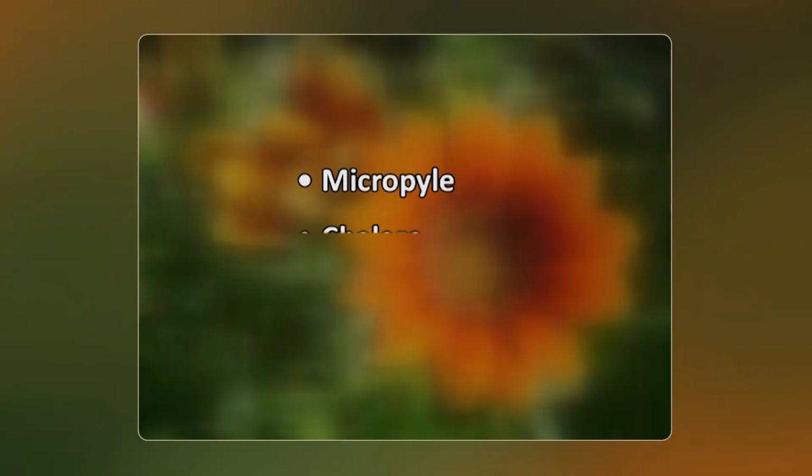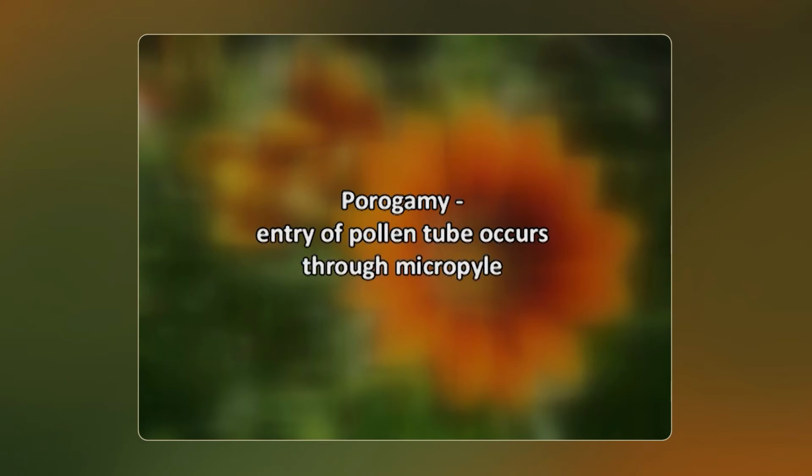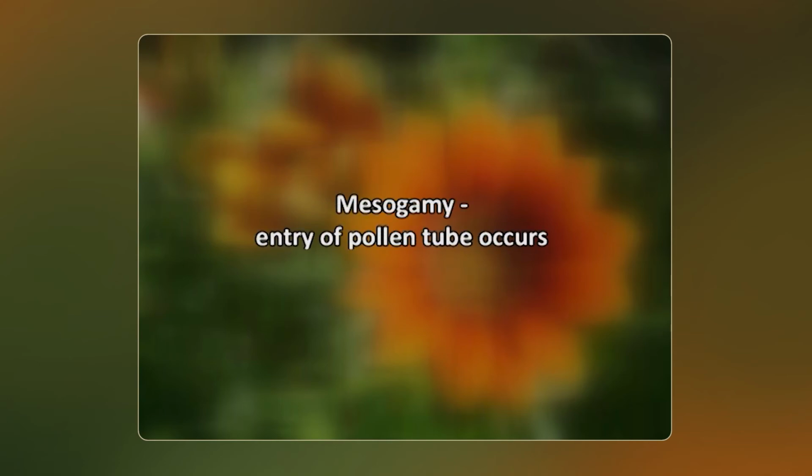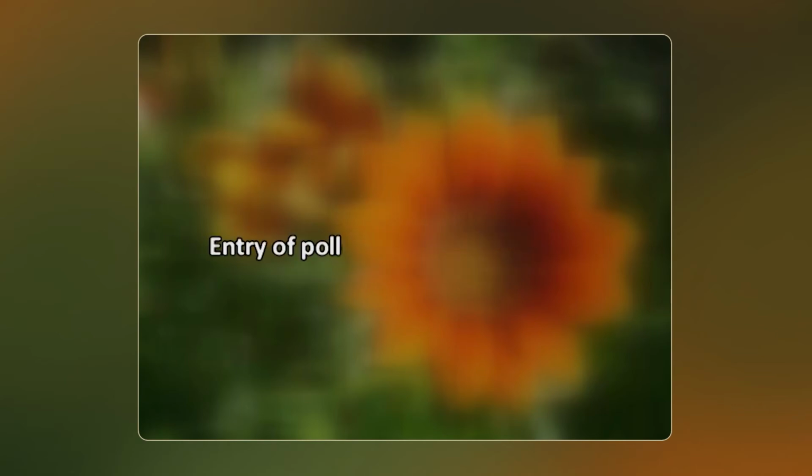In the ovary, the pollen tubes are guided to the ovules and may enter the ovule through the micropyle, chalaza or integuments. The entry of the pollen tube through the micropyle is called porogamy, while entry through the chalaza is called chalazogamy, and entry through the integuments is called mesogamy. Now, we will discuss the entry of the pollen tube into the embryo sac.